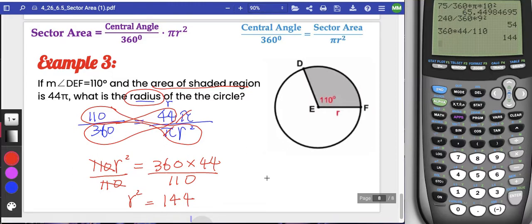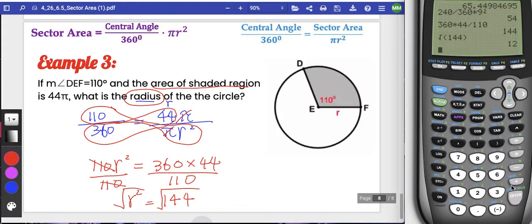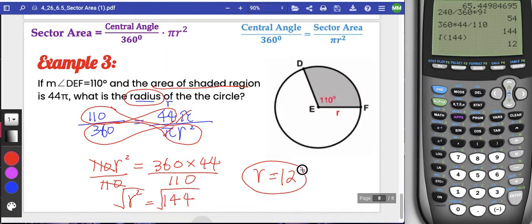Some students might say, oh, I found the radius, 144. If you stop here, you made a mistake. Why? Because this is r squared, meaning in order to find r, we need to find the square root of both sides. So before you end up here, remember, you need to find a square root. So I'm going to find the square root, which is here. As you can see, a little blue here, the square root of 144 is 12. So it's not 144, it's actually 12. Okay, so that's one thing I want to remind you.